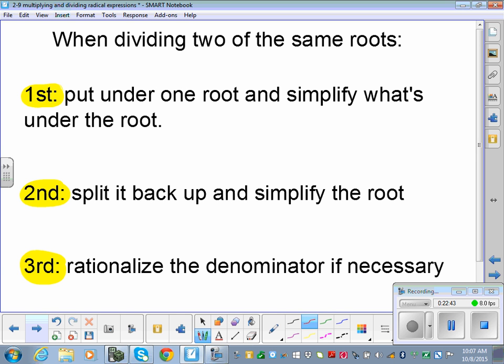So first things first, put under one root, simplify what's under the root so that we can have smaller things. And then we'll split it back up and simplify the roots individually, the one on top, the one on bottom. And then if necessary, we'll rationalize the denominator. All right. Couple more seconds and then we'll do some examples from the worksheet.